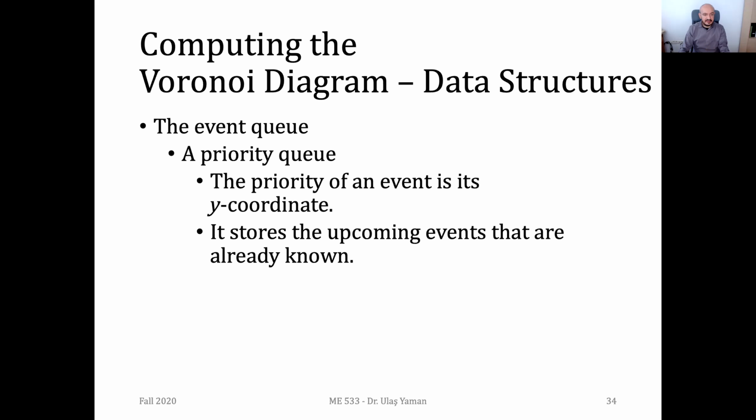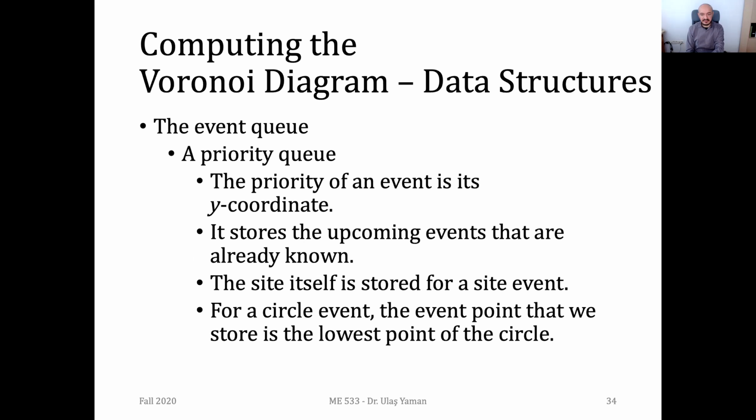And this data structure will be storing the upcoming events, which are already known. For the site events, we can simply store the information related with the site, simply the coordinates. But for the circle events, we will need to store the lowest part of the circle, since at that point, the vertex will be generated. If you store some other portions of the circle, it will not be meaningful, since for the vertex generation, the lowest part of the circle is responsible.